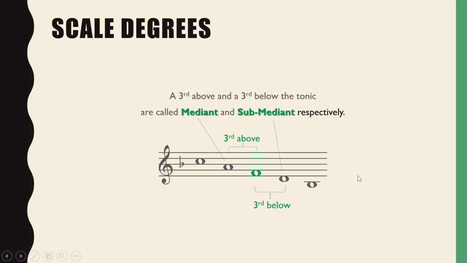Let's revise all of them that we've got so far. We've got the tonic, which is the home or the first degree. We've got the dominant, which is five notes above, the subdominant, which is five notes below, the mediant, three notes above, and the submediant, three notes below.